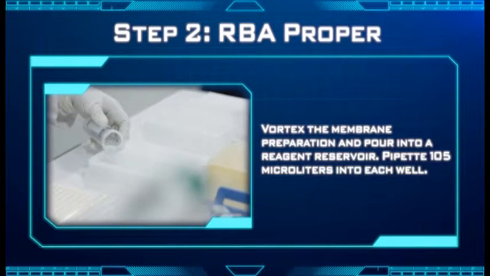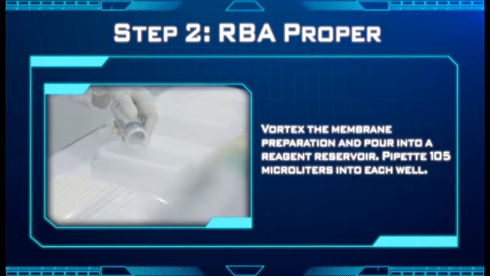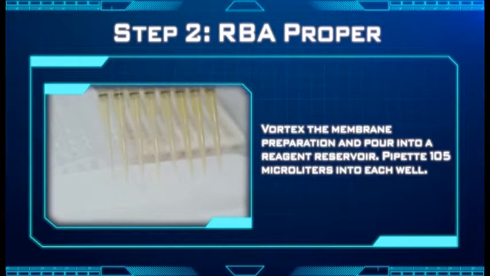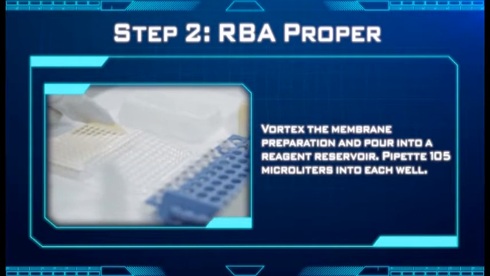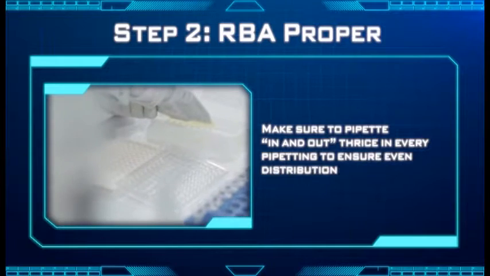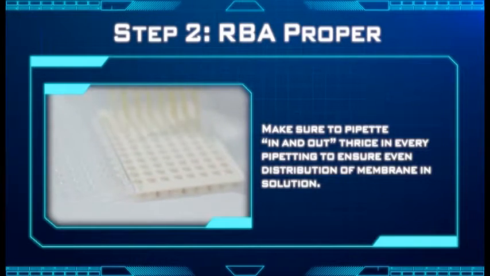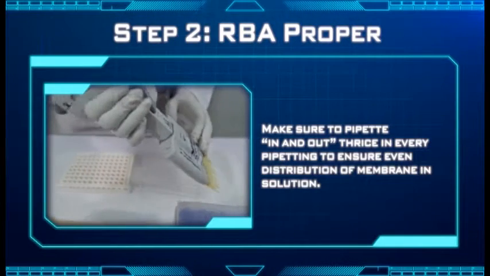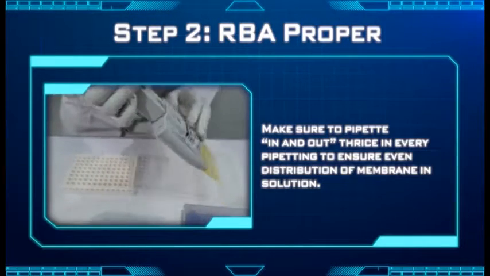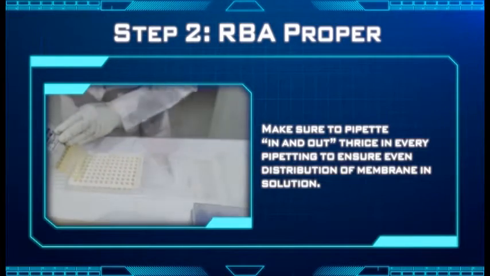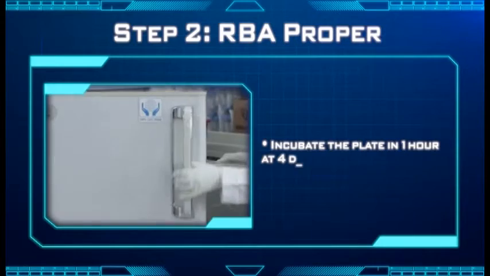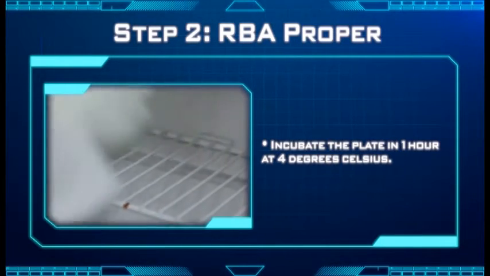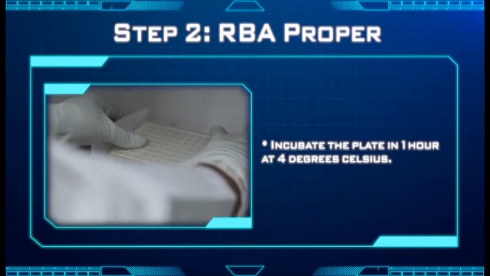Vortex the membrane preparation and pour into a reagent reservoir. Pipette 105 microliters into each well. Make sure to pipette in and out thrice in every pipetting to ensure even distribution of membrane in solution. Incubate the plate for 1 hour at 4 degrees Celsius.